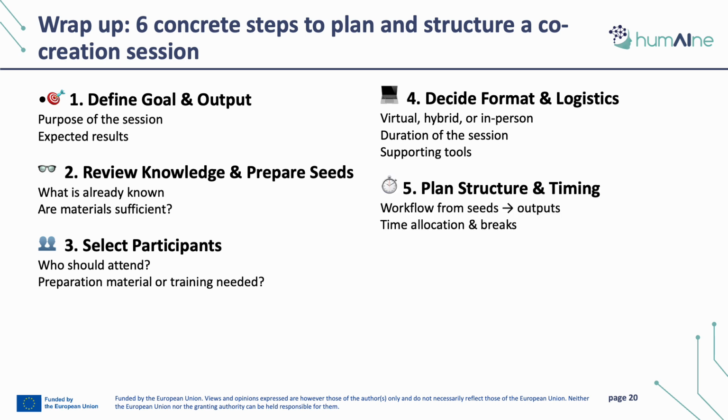Step 5 is structure and timing. Here we map out the workflow. Each task gets a time slot, with breaks or switches built in to keep energy levels up. The structure guides us, but we also leave some flexibility. And step 6 is the agenda. This is where it all comes together. We lay out the sequence of activities, assign roles, and plan a short debrief at the end so nothing gets lost.